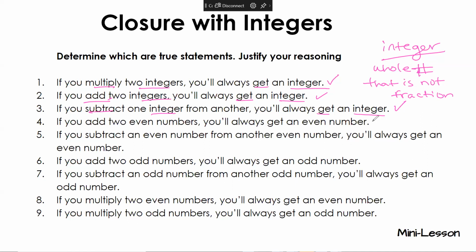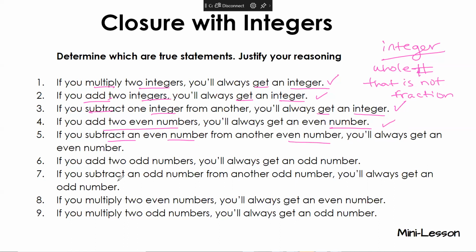All right. So if you add 2 even numbers together, you're going to get an even number. 2 plus 4, you're going to get 6. 4 plus 8, you get 12. You're always going to get an even number. If you subtract an even number from another even number, are you always going to get an even number? Yeah, because that works both ways, right? Subtract even number, you get an even number.